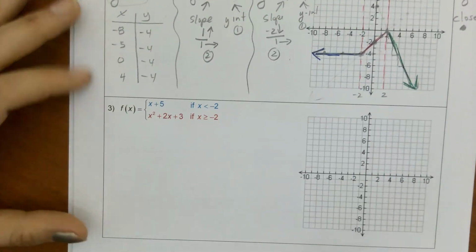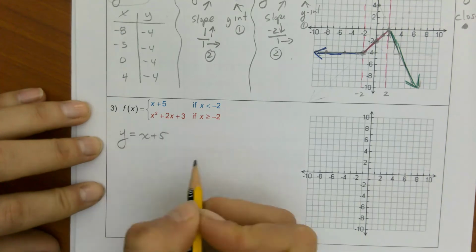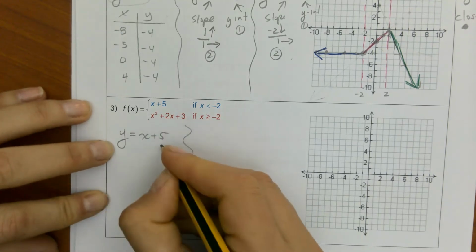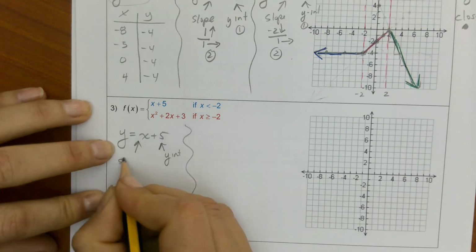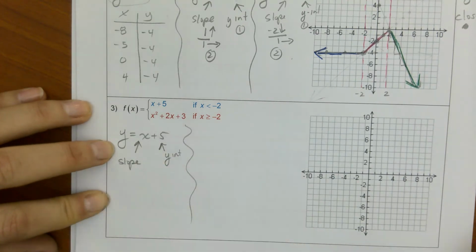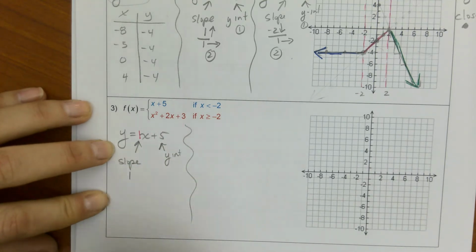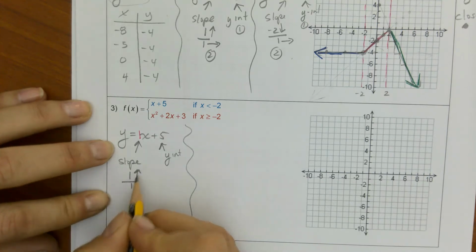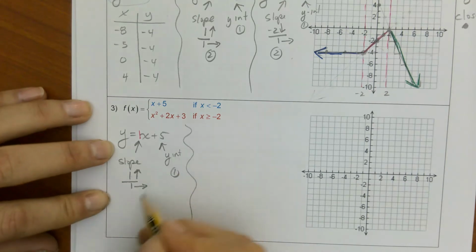Number 3. Let's do the blue one. y equals x plus 5. This is in slope-intercept form. That's my y-intercept, and that's my slope. There is no number, but there's really a 1 hiding here. So my slope is 1, but that's not a fraction, so let's make it a fraction. That means positive up, positive right. So step 1, step 2.